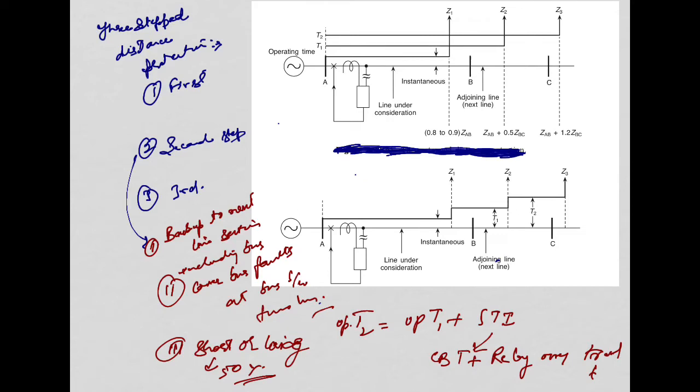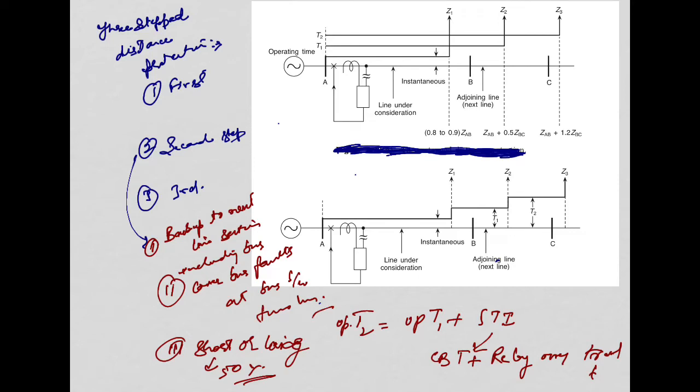Now, what is the motivation behind the extended reach of this step? The main motivation is to give the backup to the next line section in spite of the maximum under reach of the third step. So this is all about the 3-step distance protection of this transmission line.